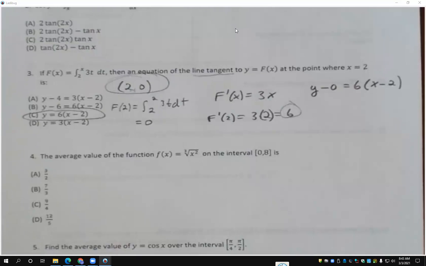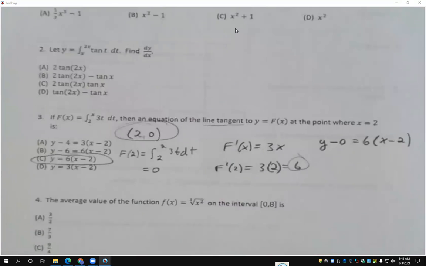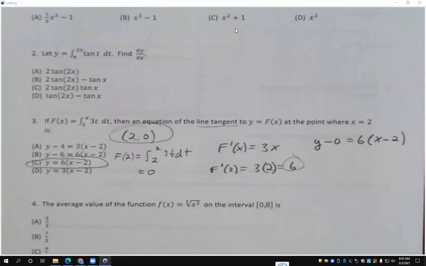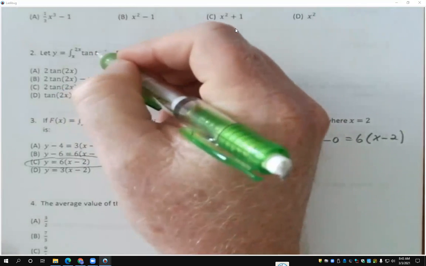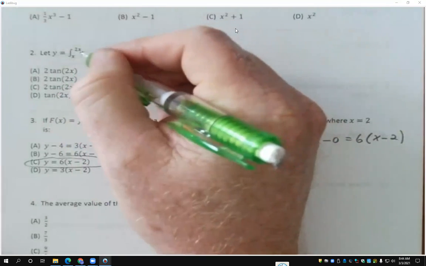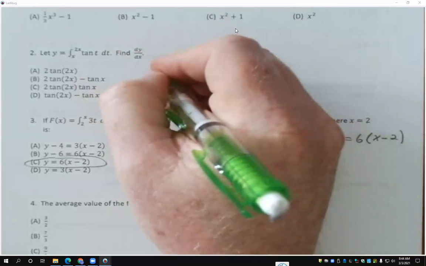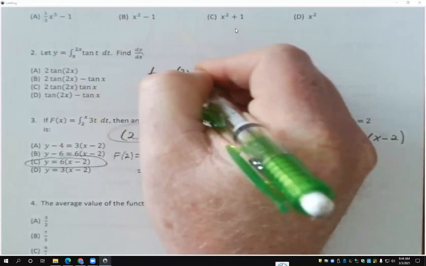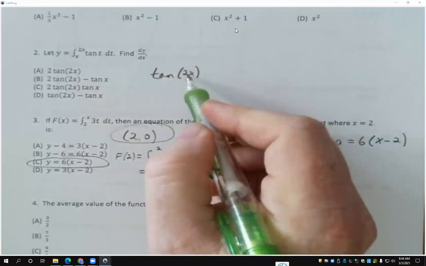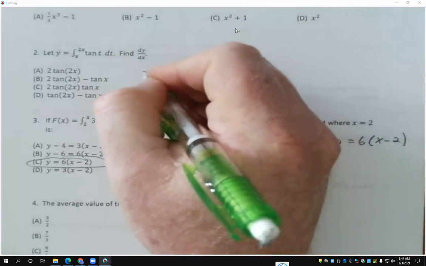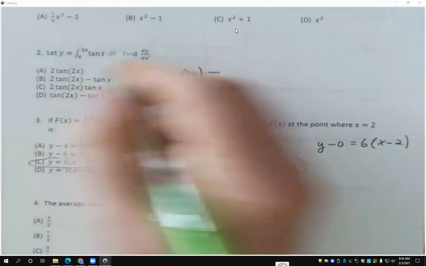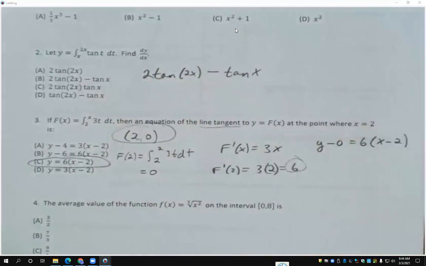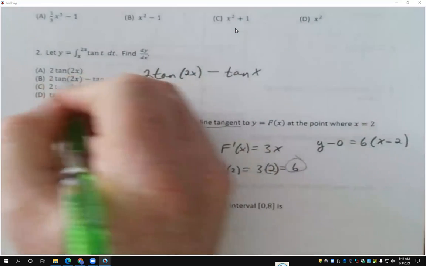Number 2. Number 2 says let y equal the integral from x to 2x of tan t dt. Okay, so this is the Fundamental Theorem of Calculus part 2 and part 1. We have to plug both of these in there. So we have to do f of b minus f of a. So we're plugging 2x in, and so that's the tangent of 2x. But we have to do a chain rule on that, and the derivative of 2x is 2, minus, we're going to plug an x in, tan x. So 2 tan 2x minus tan x is answer choice B.